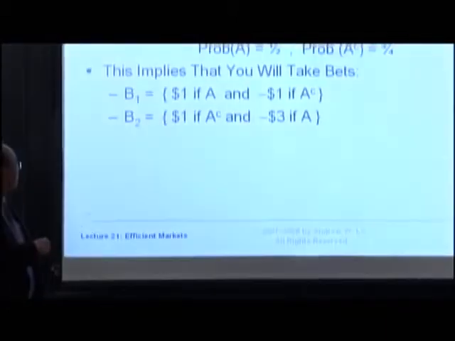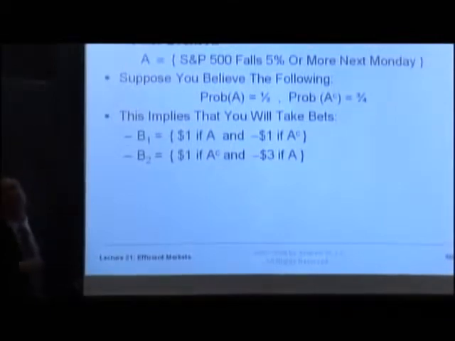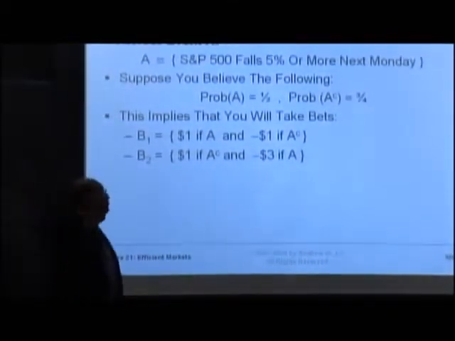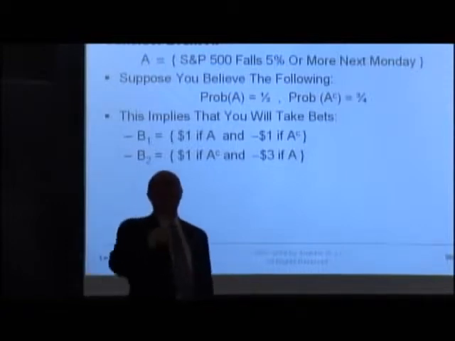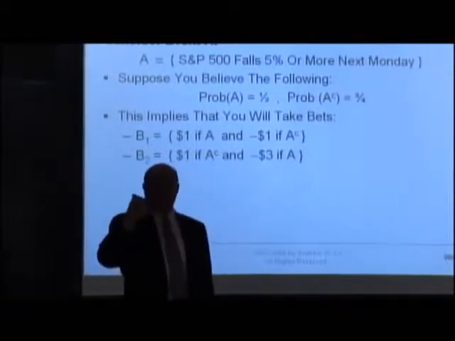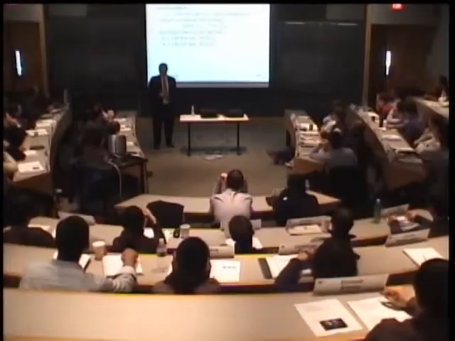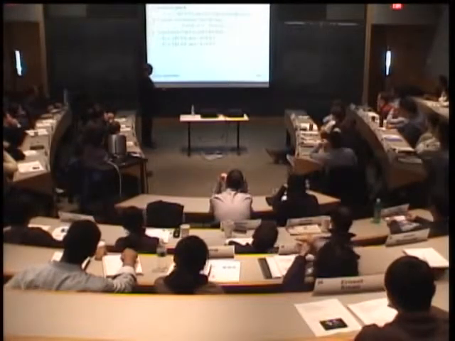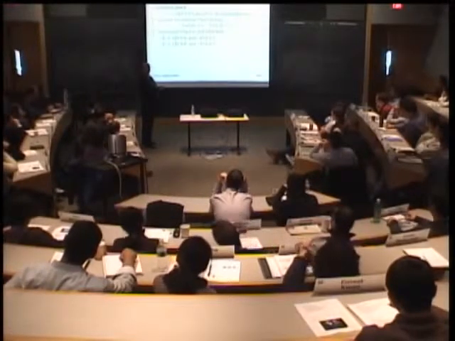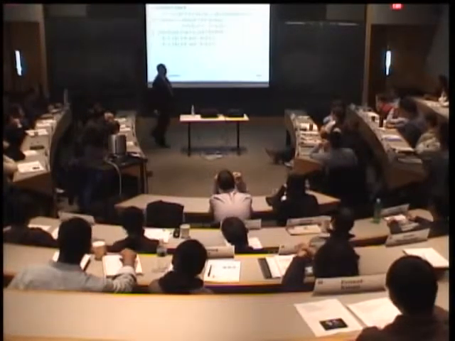However, because you also believe that the probability of not A is 3/4, which is 1 to 3 odds, right? 1/4 to 3/4, 1 to 3 odds. Because of that fact, you're also willing to take bet B2. Bet B2 is a bet where I pay you $1 if A doesn't occur, but you pay me $3 if A does occur, right? And again, the reason you're willing to do that is because you believe that the probability of A not occurring is 3/4.